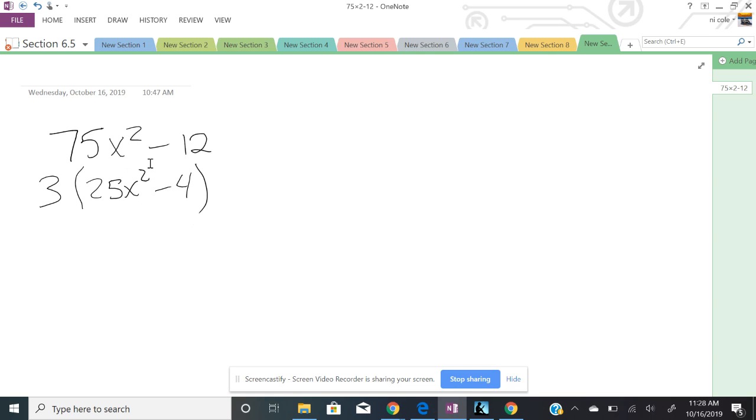25, which is a perfect square, x squared is a perfect square, and 4 is a perfect square. So my a is equal to 5x, and my b, what times what is 4, is 2. So therefore, I will have 5x minus 2 and 5x plus 2.